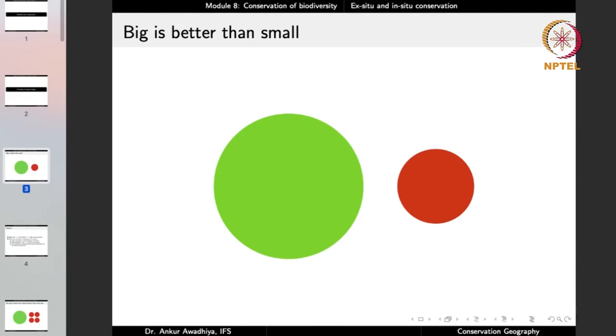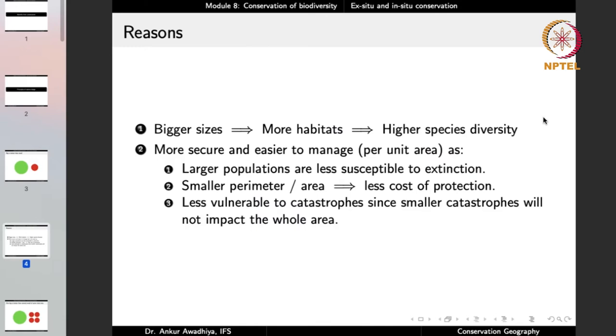One is big is better than small. So if you have got two options, you can make either a big reserve or you can make a small reserve. You should always go for making a bigger size reserve. And why? Because if you have bigger sizes, it means that there are more number of habitats. More number of habitats means that there is a higher species diversity.